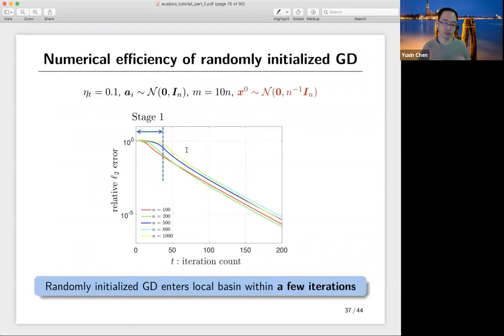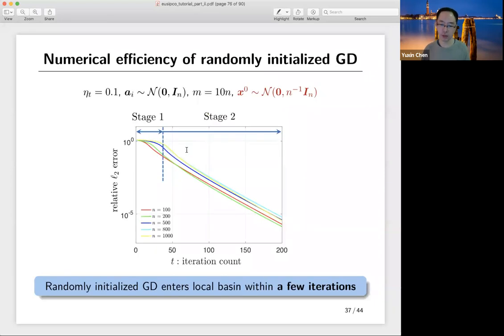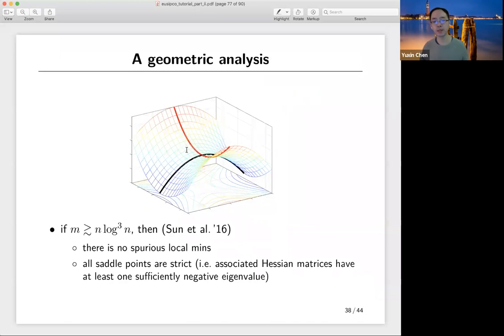You can see that in the first several iterations, like the first 30 iterations, gradient descent is slowly improving the performance. It doesn't improve fast, but it is slowly improving. But after, let's say, 30 iterations, we enter the linear convergence phase, in which the algorithm converges fairly fast. So the key message, putting these two together, is that in total the algorithm converges within maybe several hundred iterations, regardless of the dimension of the problem. So this seems like a very intriguing message. Now let's take a look at the possible ways of analyzing this.